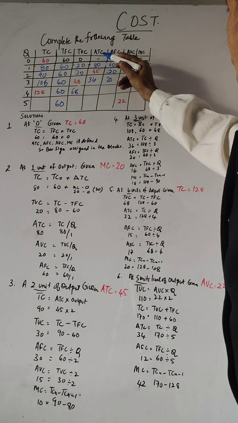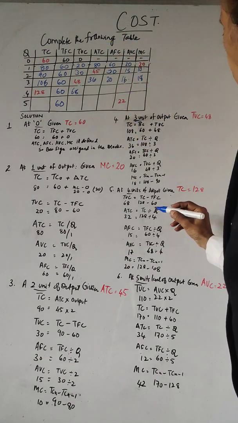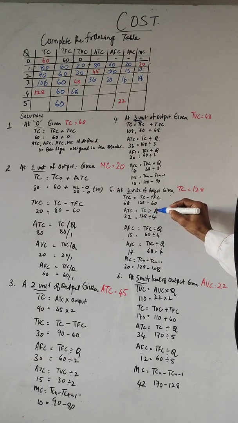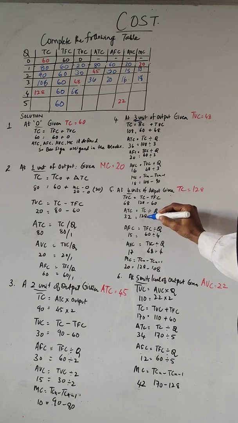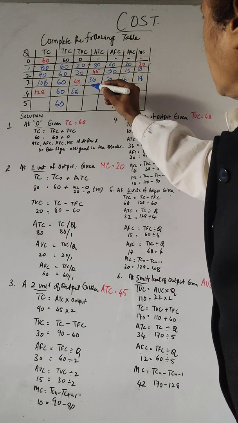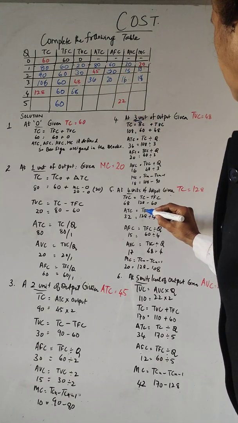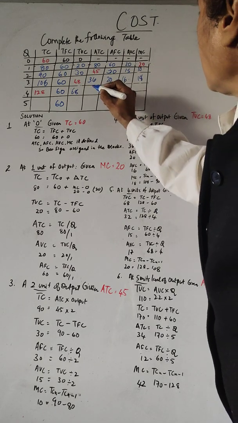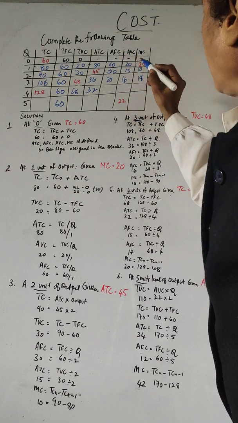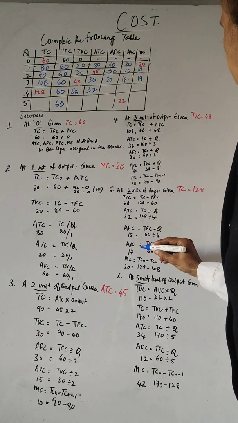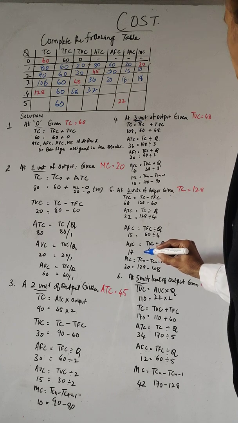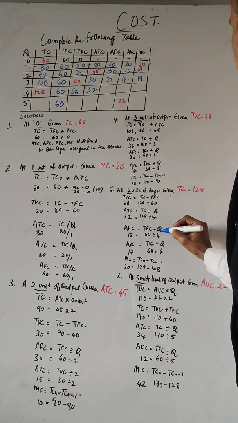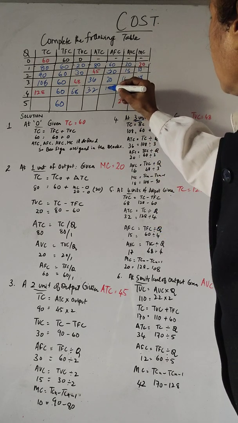Then let's come to average total cost. How will you take out the average total cost? It is total cost, that is 128, divided by the 4 units of output. So 128 divided by 4 is how much? 32. Then we have average fixed cost. Average fixed cost is given as 60 divided by 4, TFC, total fixed cost divided by output, that is equal to 15.